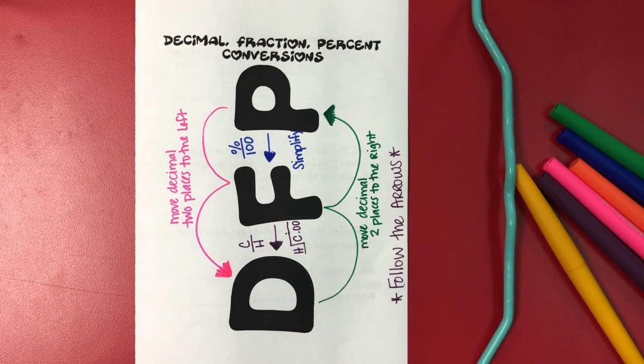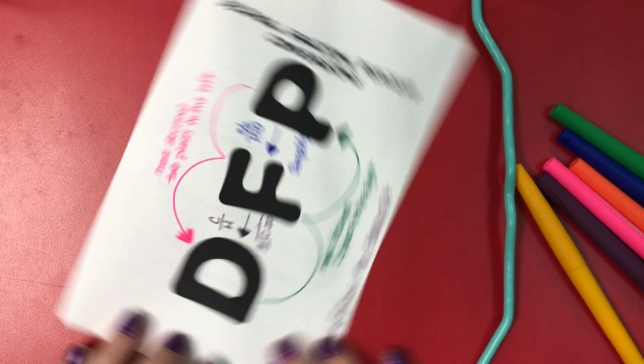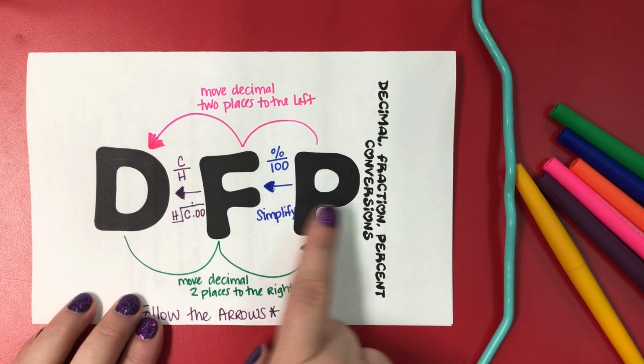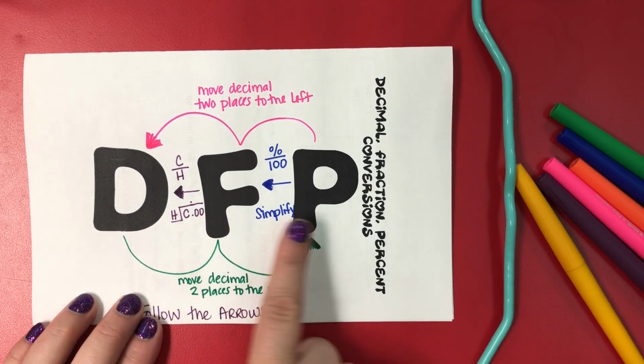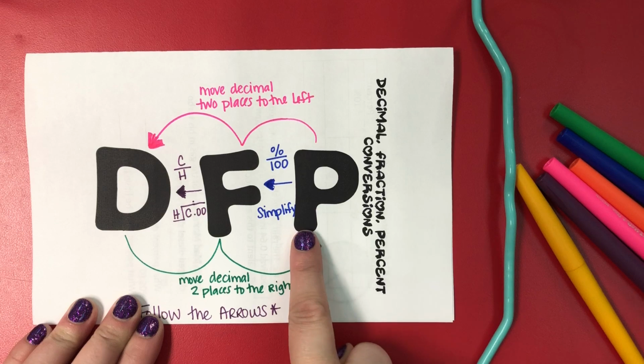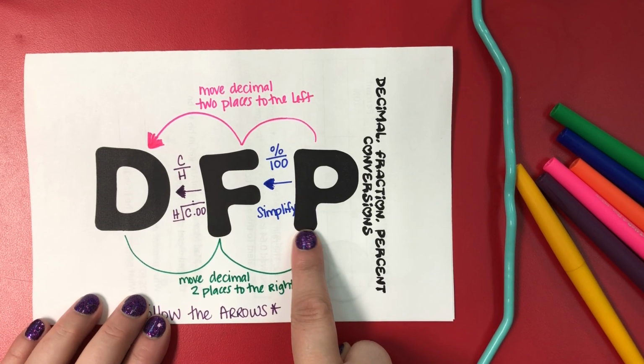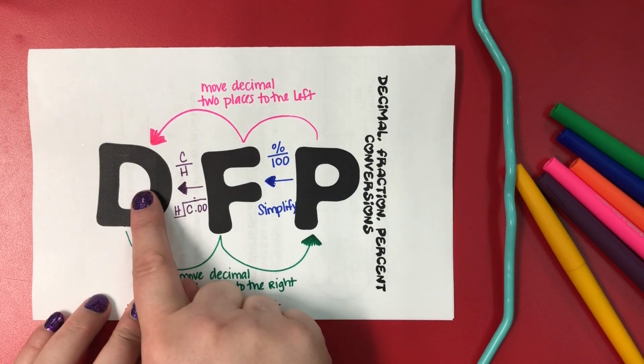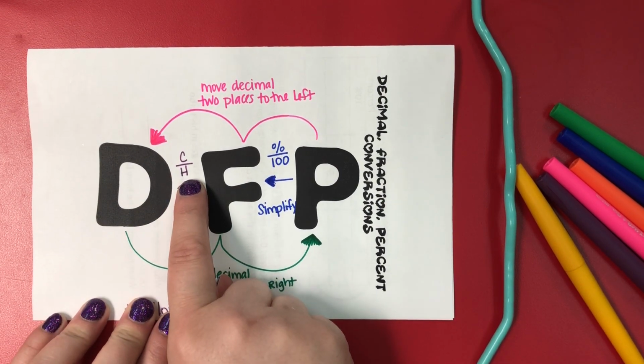All right, we are continuing with decimal, fraction, and percent conversions. So really quickly, we're going to go back through DFP. Remember, DFP stands for decimal, fraction, percent, and it's in alphabetical order. Remember that we have to follow the arrows. So if you go from a fraction to a decimal, we're going to use cowboy and horse.